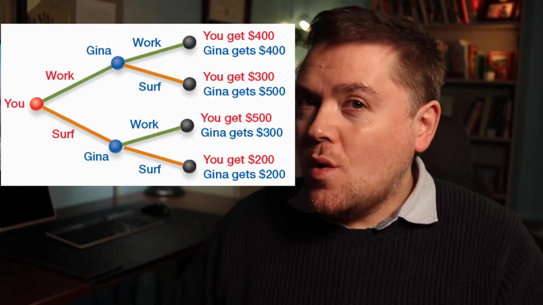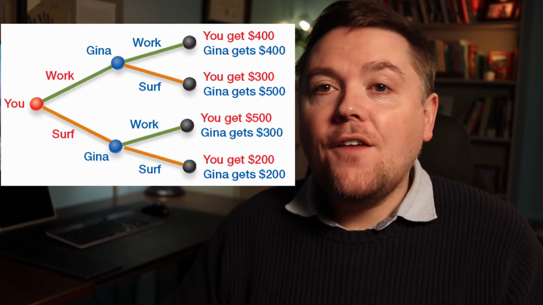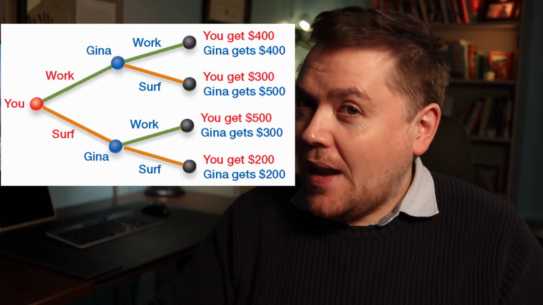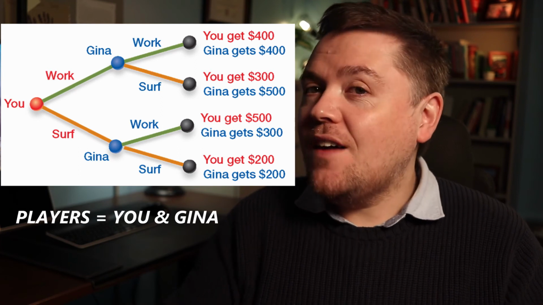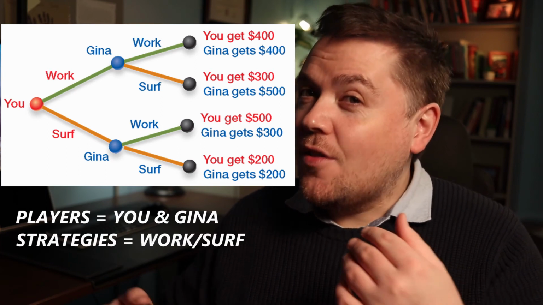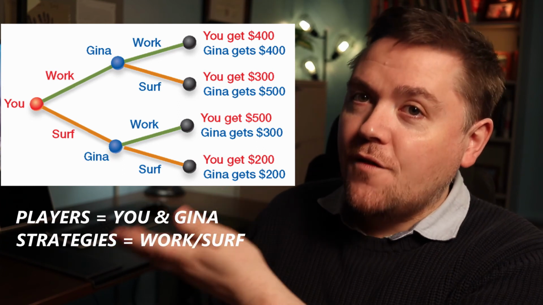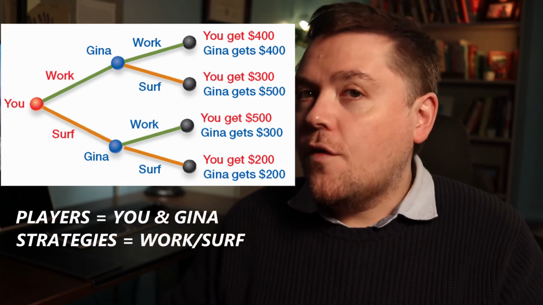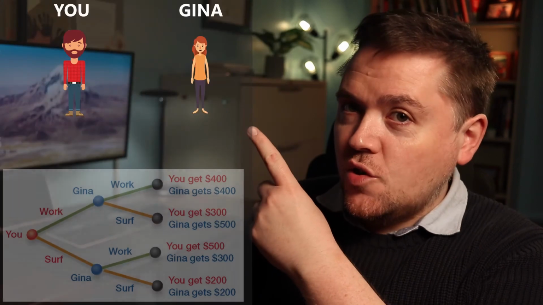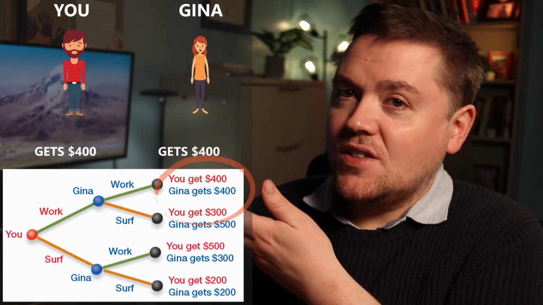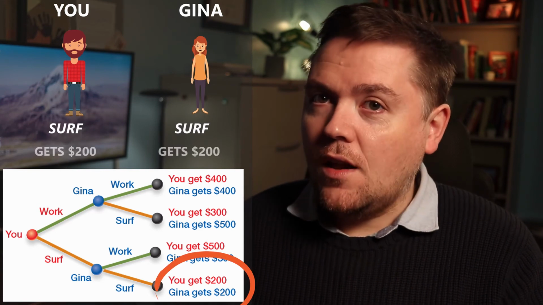On screen now, you'll see an example. You and your business partner Gina have to make decisions about working or surfing. So we have our players, you and Gina, and we have their available strategies. They can either work or they can surf, and we can determine the payoffs from the information on screen. For example, if you both choose to work, then you both get $400. If you both choose to surf, you both get $200.